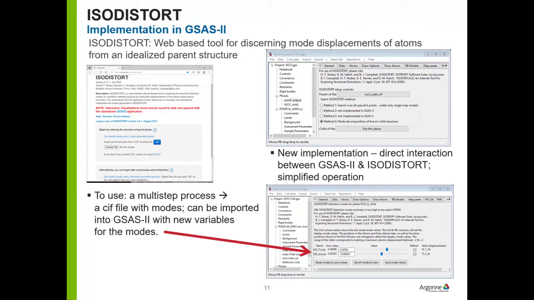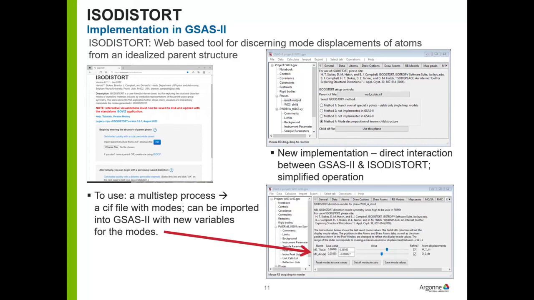So the GSAS II interface allows you to pick out what you want to tell it, and then it comes back through this multi-step process that you don't see, with the actual modes, the values of the distortion and little sliders, and it will allow you to draw the structure. If you manipulate the sliders, you can actually see what the rotations and translations of the individual atoms are.